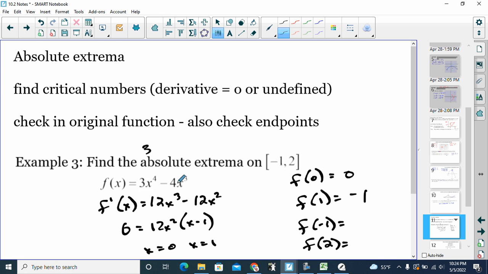What is that? 3 minus -4. And plugging in 2 gives me 16. So our absolute maximum value is 16, and our absolute minimum value is -1.